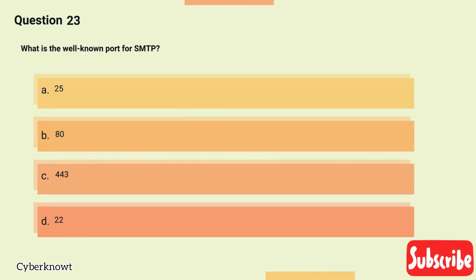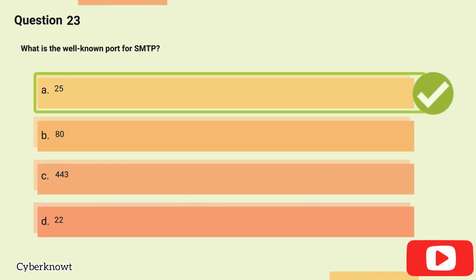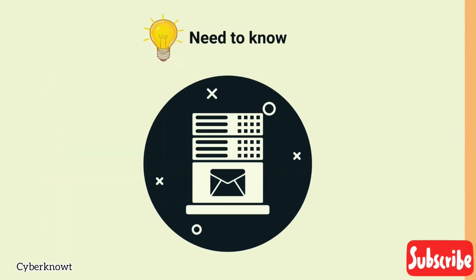Question 23. What is the well-known port for SMTP? Option A. 25. Option B. 80. Option C. 443. Option D. 22. The correct answer is option A. 25. Explanation. Port 25 is the well-known port used by the SMTP protocol for sending email.